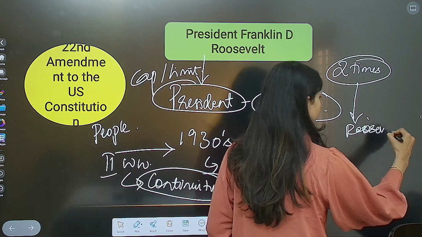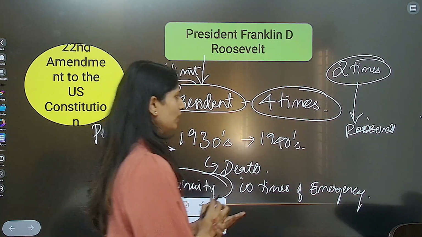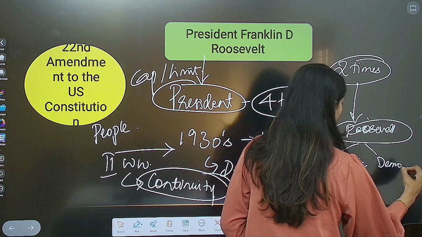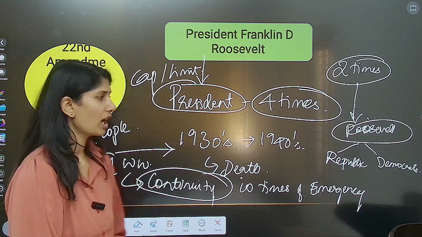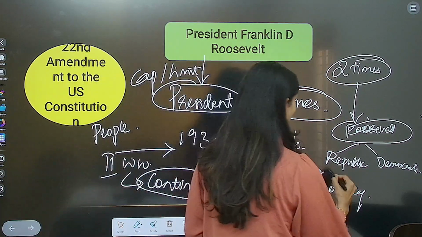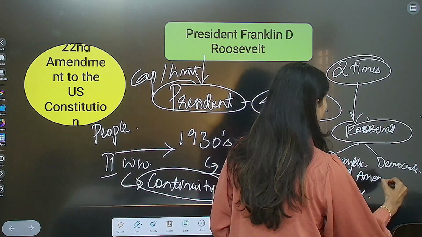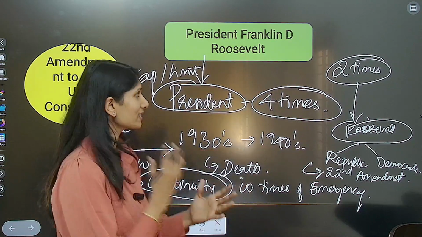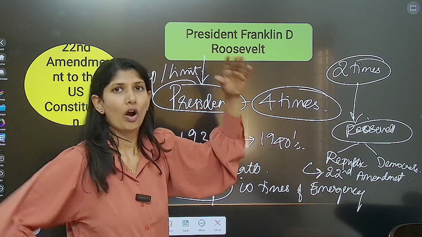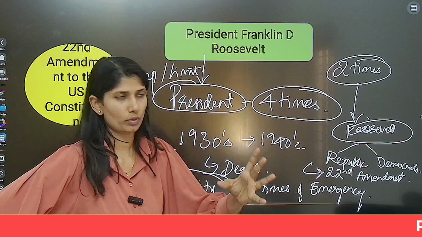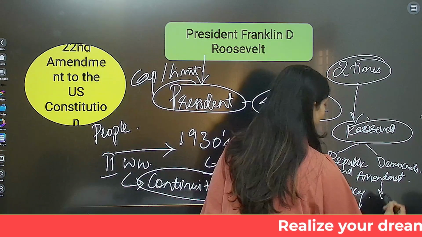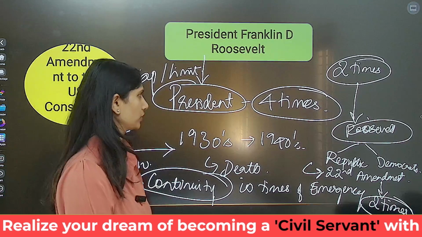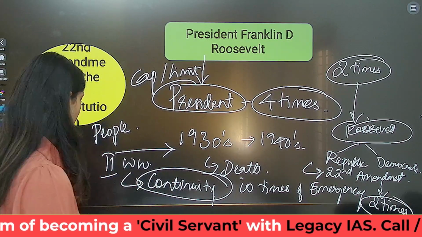After this, the Republicans and Democrats passed a resolution and an amendment. That was the 22nd amendment, which said that at any cost we cannot let this happen. We cannot allow any other person to hold the USA like this, as Roosevelt did, for so many terms. So we are going to cap the limit, and we are going to say that you can run for US president election only 2 times. This is the gist.